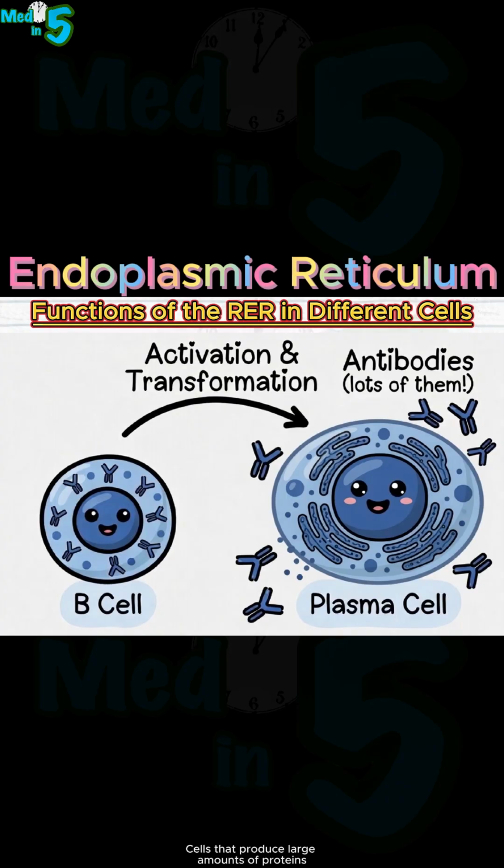Cells that produce large amounts of proteins need lots of RER because it handles protein synthesis, folding, and packaging for export or internal use. This is why antibody-secreting, enzyme-producing, and secretory cells depend heavily on it. Examples include plasma cells, the special B cells that make antibodies.